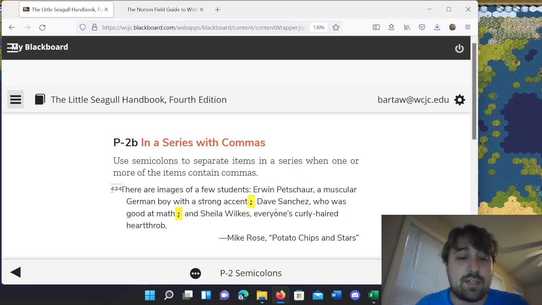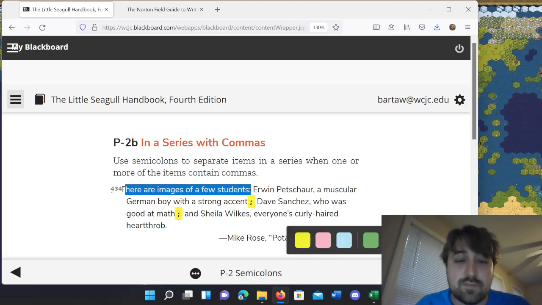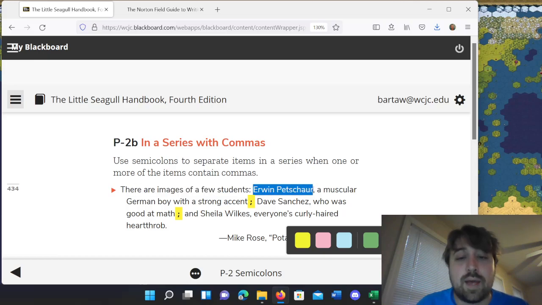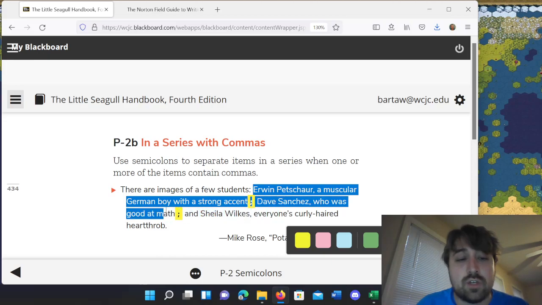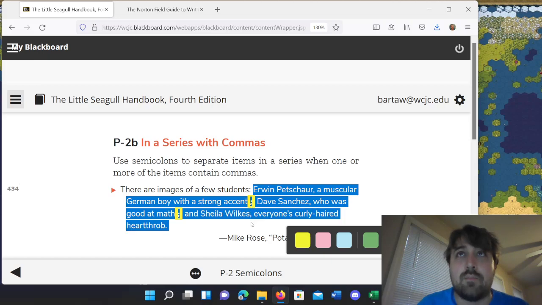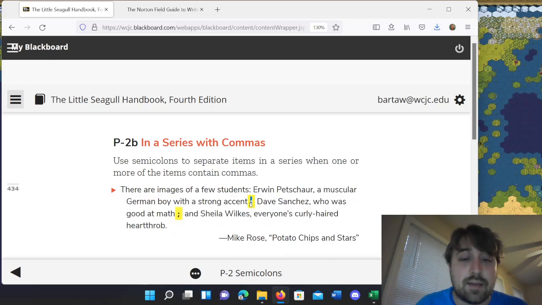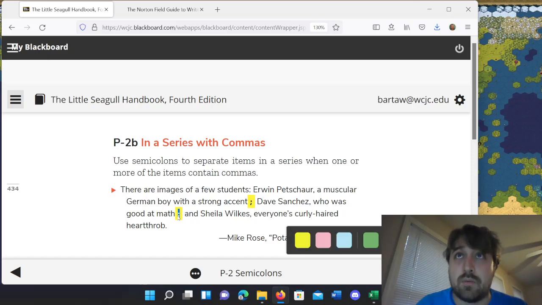So here we have an example. There are images of a few students, and then we have a colon. So now we're going to get into the list of students, right? Erwin Petschauer, a muscular German boy with a strong accent; David Sanchez, who was good at math; and Sheila Wilkes, everyone's curly-haired heartthrob. So what do we notice about this series? It's marked off by semicolons. Those semicolons are where the commas would be.